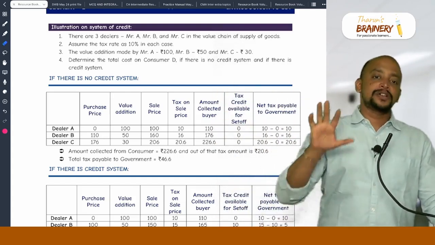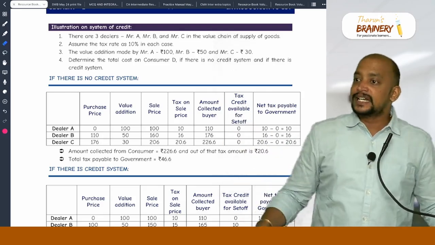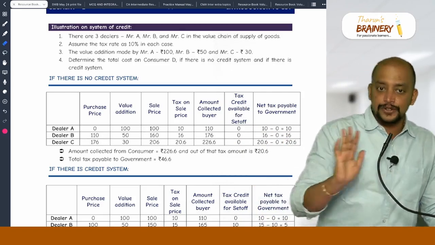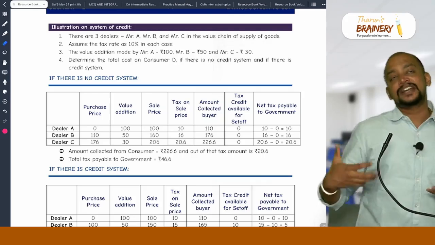And in this entire process, who is the advantageous party? Government. And who is the disadvantageous person? That is the consumer. So to avoid this kind of scenario, because what happens if it continues this way?